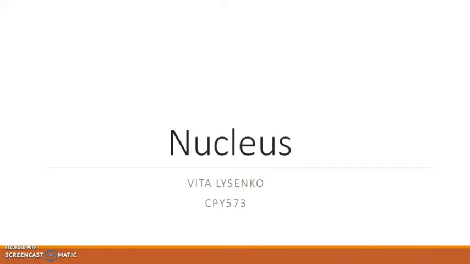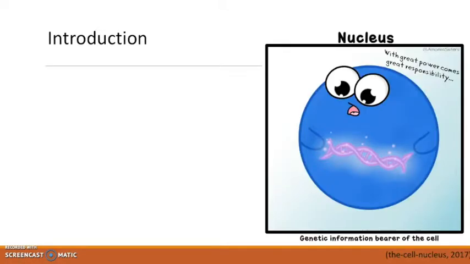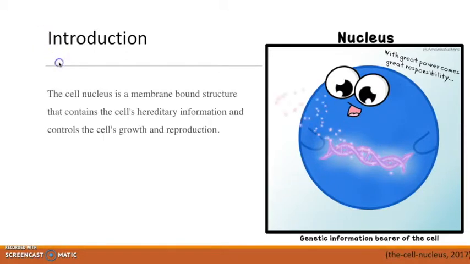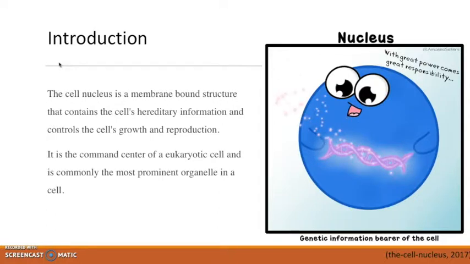So today I'm going to talk about the nucleus. As it says here on the picture, with great power comes great responsibility. And it is true, since the nucleus is the most important organelle in our cells. The nucleus is a membrane-enclosed organelle that contains most of the genetic information, and it also controls growth and reproduction of the cell. It is the common center of all eukaryotic cells and is commonly the most prominent organelle in the cell.